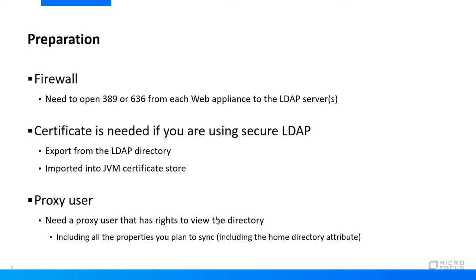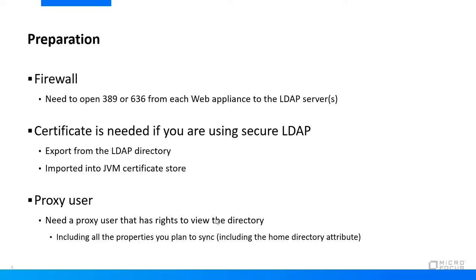So there are a few things that we need to do before setting up our LDAP. First of all, if there's a firewall between the Filr web appliances that you're using and the LDAP source, then you need to open up ports 389 and 636 on those so that those servers can access LDAP.